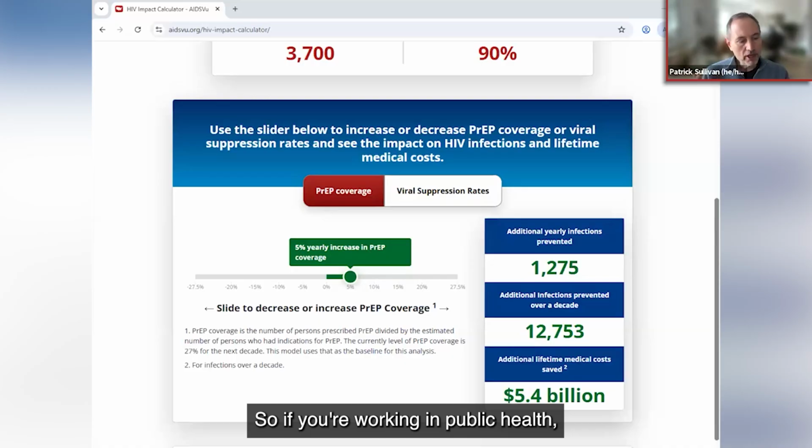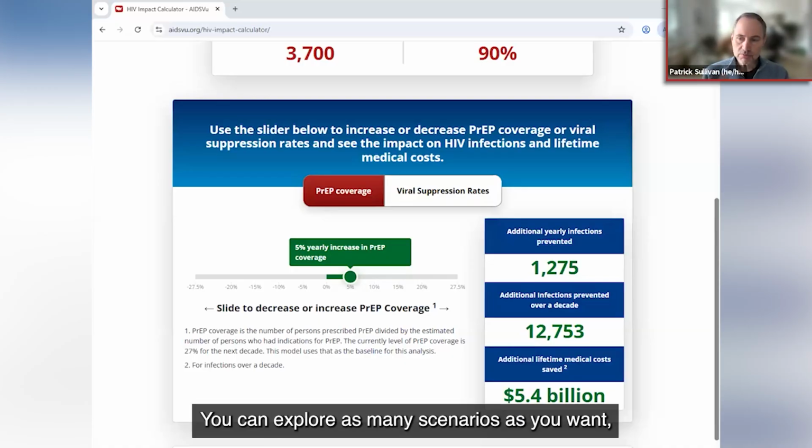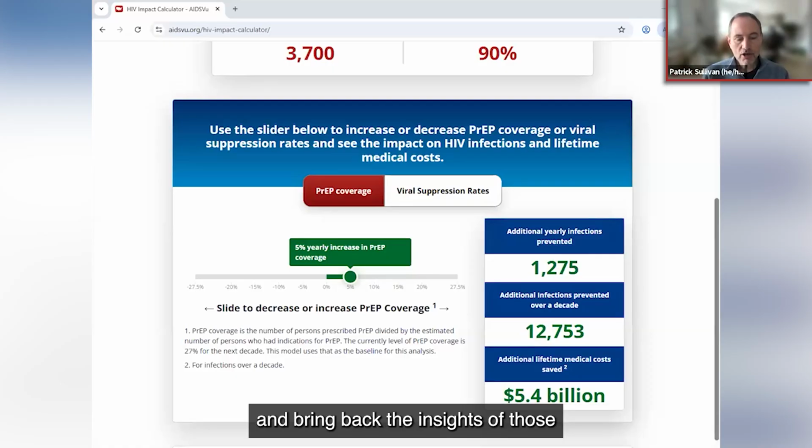So if you're working in public health, in advocacy, or in government planning, I encourage you to try it out. You can explore as many scenarios as you want and bring back the insights of those into your strategy discussions.